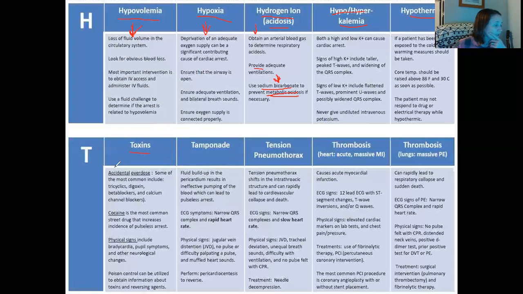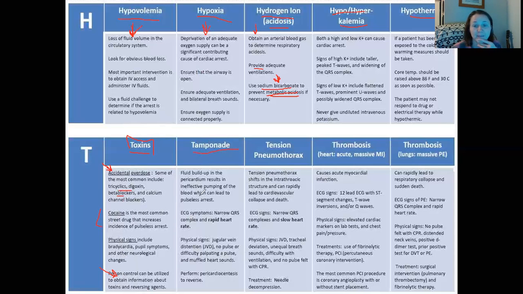Toxins. So when we look at toxins, this is typically medication or drug related. So it could be an accidental overdose. So if a patient takes digoxin or beta blockers, calcium channel blockers, that can lead to a lower heart rate. Cocaine or other illicit drugs can also lead to this, and then poison as well could be a cause.